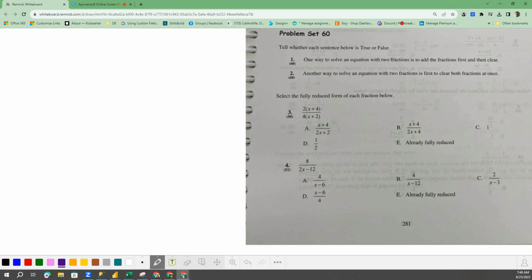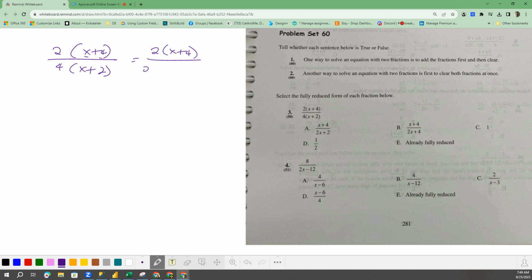Number 3, it says select the fully reduced form. Okay, so this is just a plain fraction: 2x plus 4 over 4x plus 2. So we will need to factor out the numerators and also factor out the denominators and see if there's anything that will cancel out. So 2 is just 2, so you can't do anything about that. x plus 4, there's really no common factor between x and 4 other than 1. So therefore, we will keep it that way.